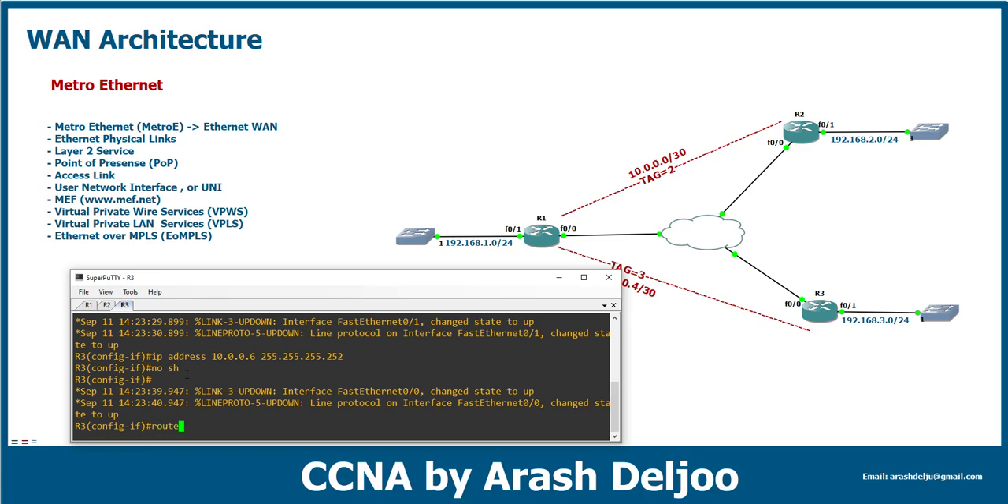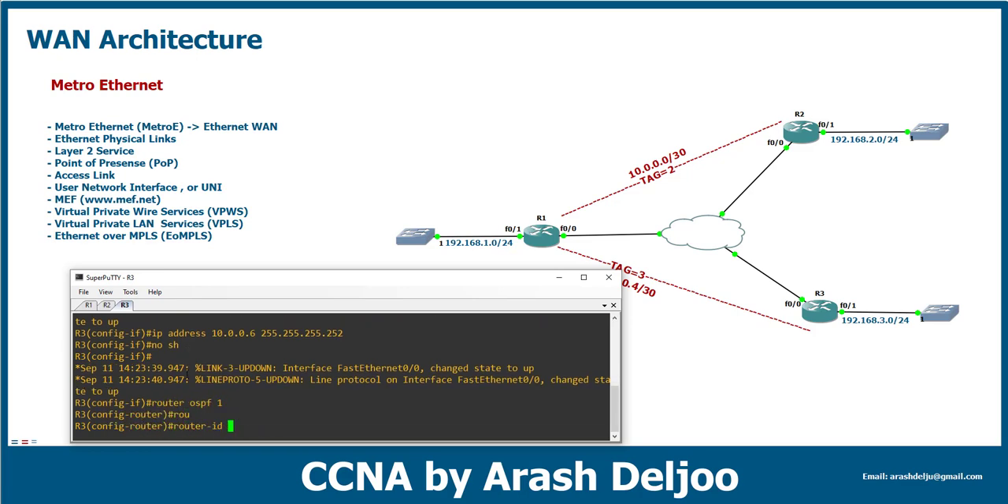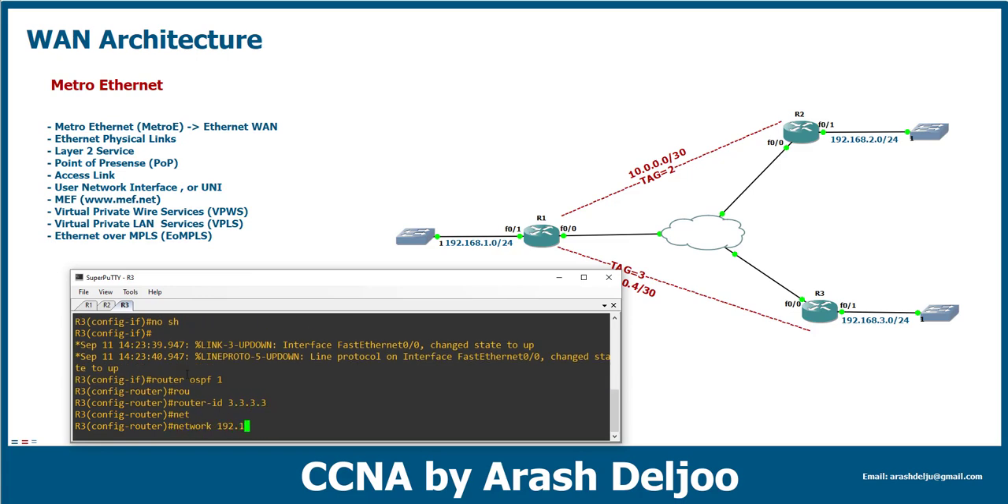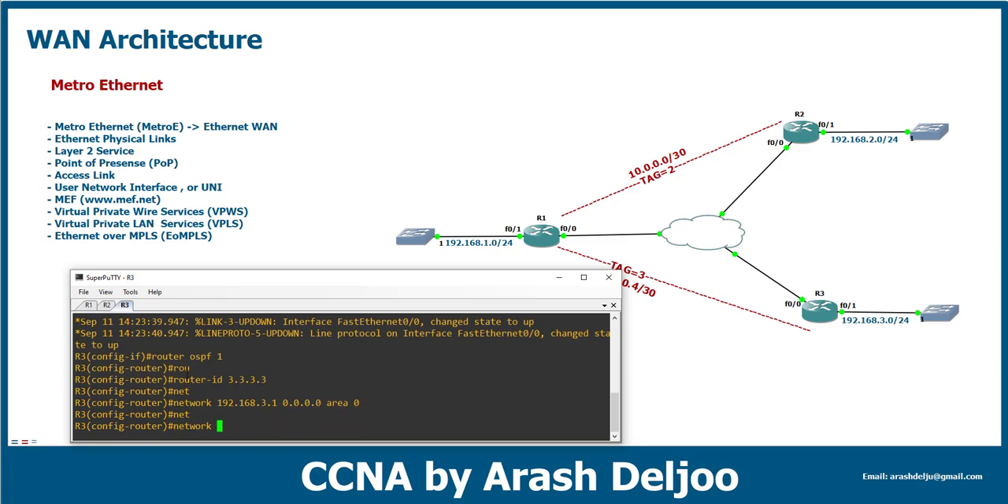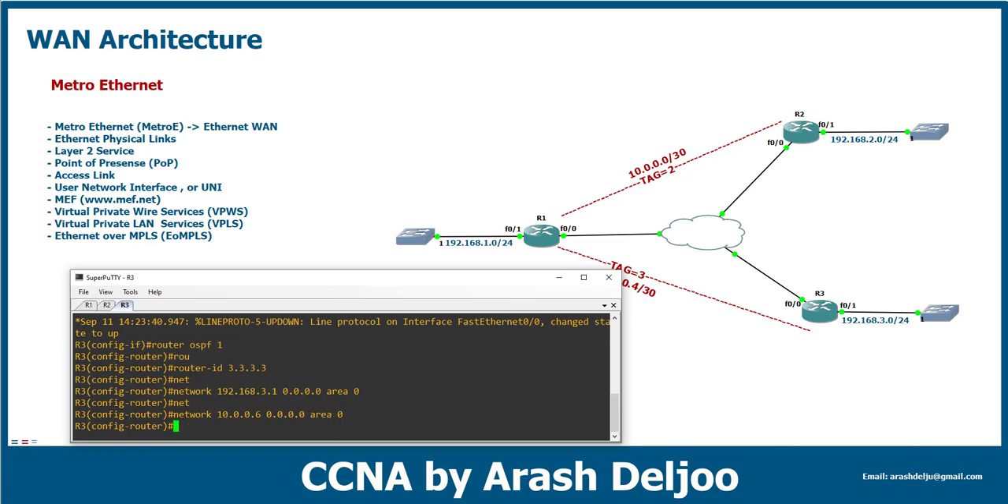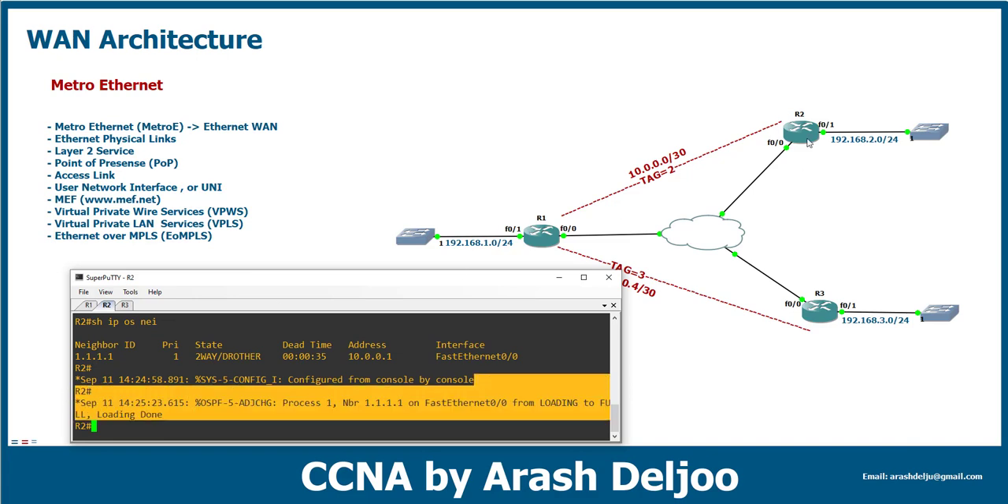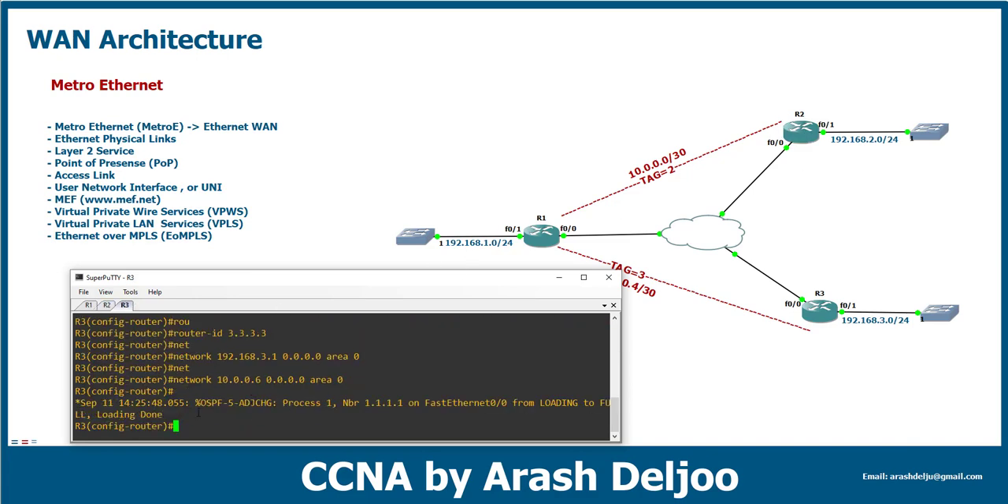First let me configure router 3: router ospf 1, router ID 3.3.3.3, and then the network is 192.168.3.1 0.0.0.0 area 0, and then network, for example, 10.0.0.6 0.0.0.0 area 0. Both of them are the same. Now let me check router 2. Yes, now we have neighborship between router 2 and router 1, and after some seconds between router 1 and router 3.